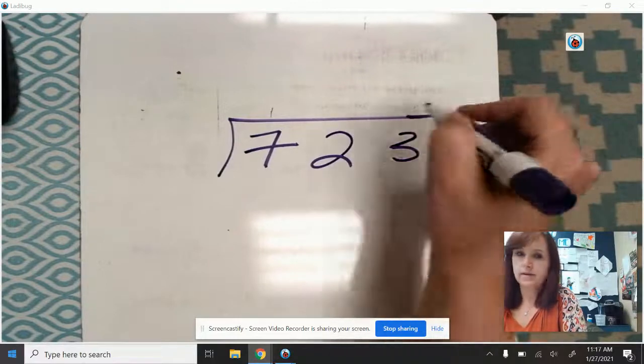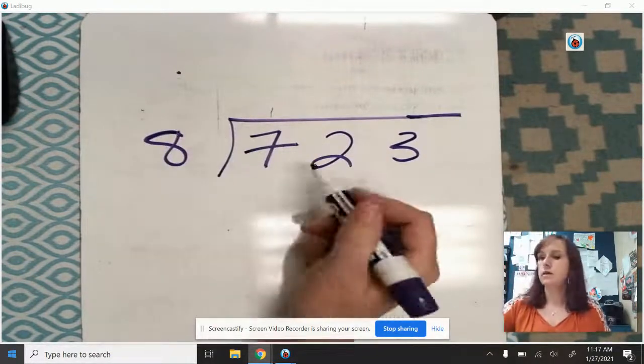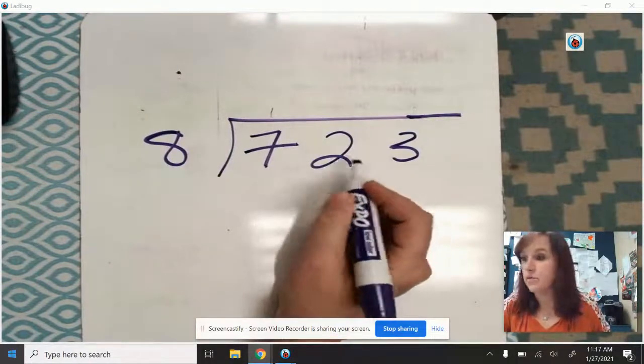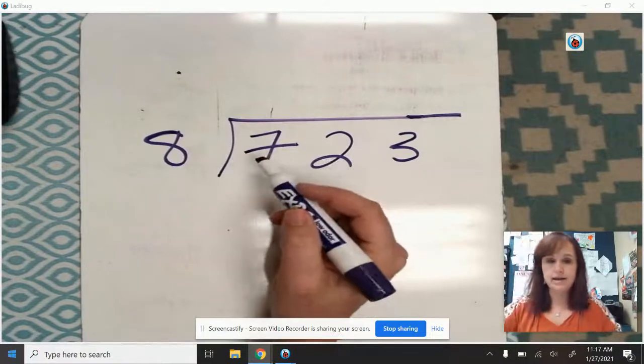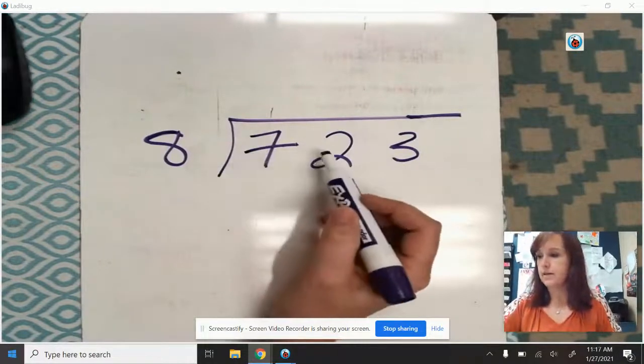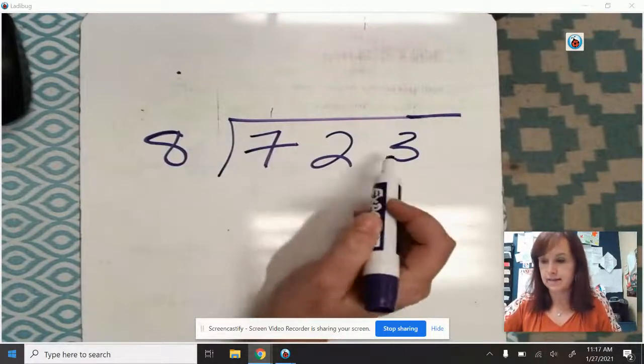723 divided by 8. Okay, so this 723 is the number that we're going to be dividing. It's called the dividend. It is the number that is in the den. It's like a bear in a cave. It's kind of tucked in here.